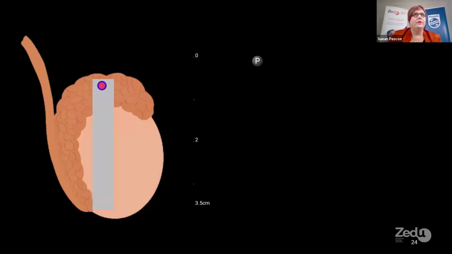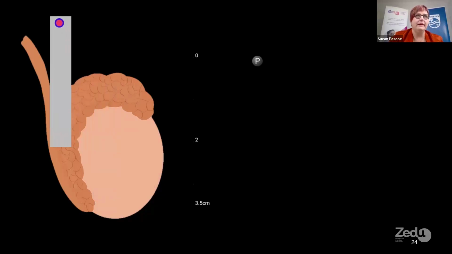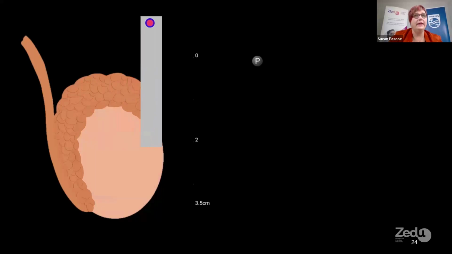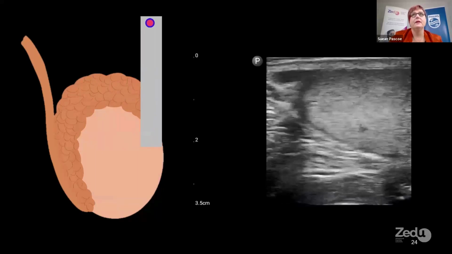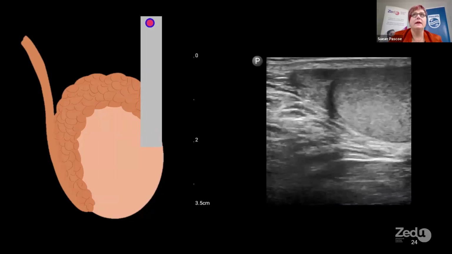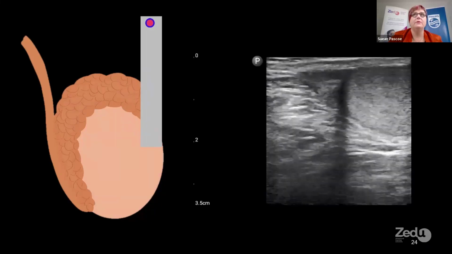When I go to look for the epididymis from that longitudinal image of the testis, I want to move my probe up to the North Pole, and then I'm just sweeping left and right to try to find where the epididymal head is. So sliding up and then sliding left and right to find where the epididymal head is.